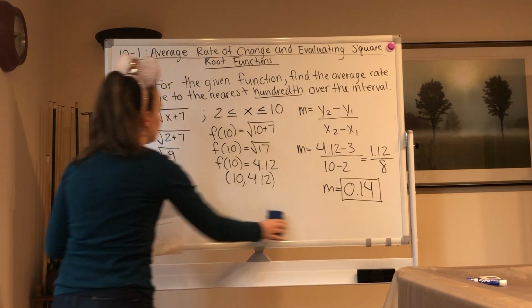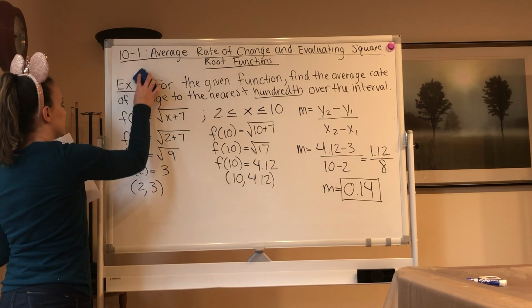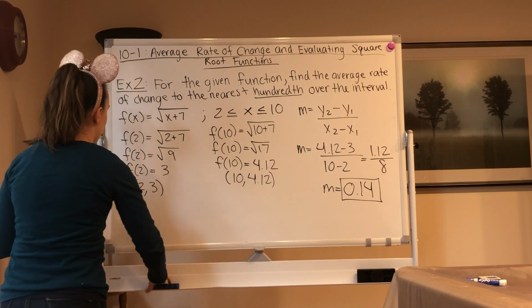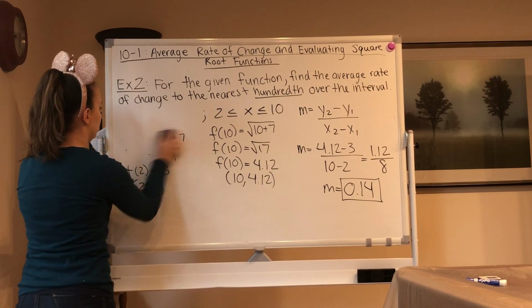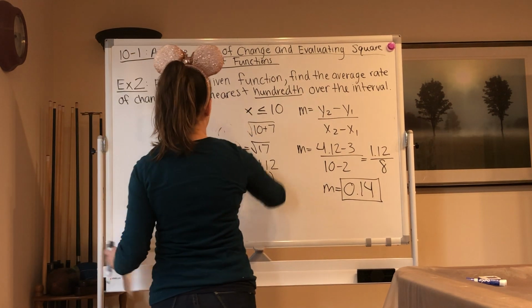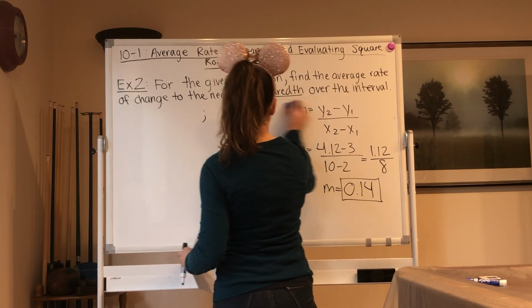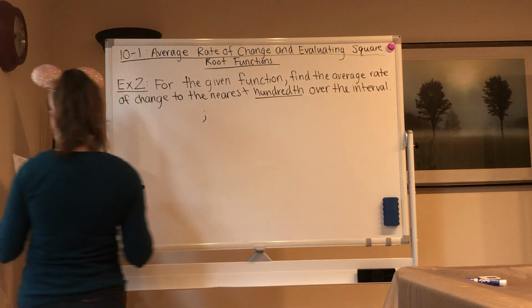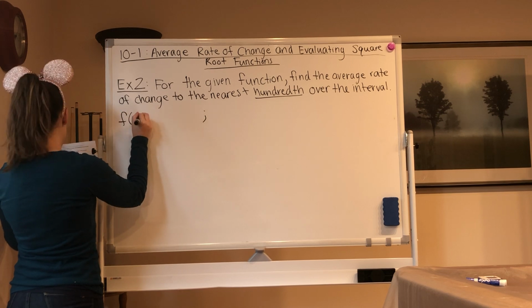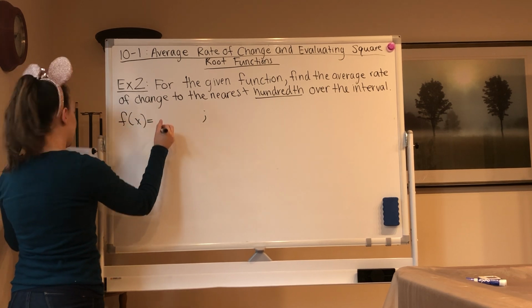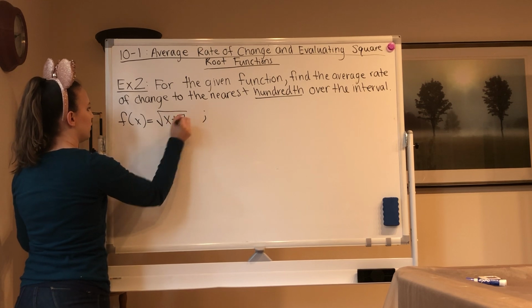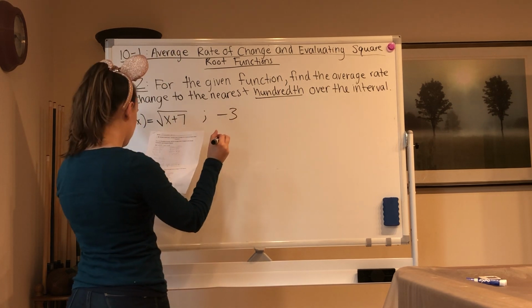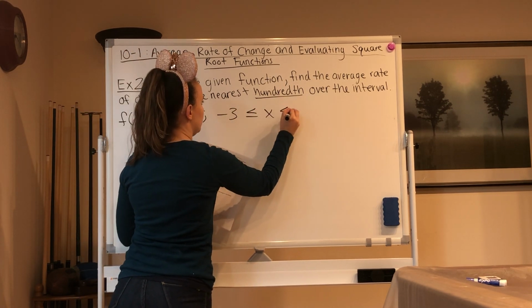Okay, next, I'm going to leave the directions up. We're going to go to example 2, same directions, just a different problem. So I'm going to change this to example 2. I'm going to erase my work. Okay, so now we have the function f of x equals, same function actually, the square root of x plus 7, and our interval is -3 to 5.